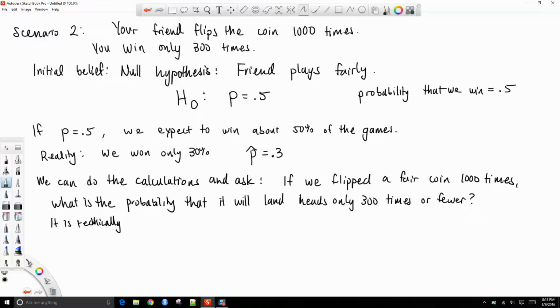Technically possible. Incredibly unlikely. And so the fact that we observed a series of 1,000 coin flips and it landed heads only 300 times indicates to us that something is going on where this is actually not a fair coin.